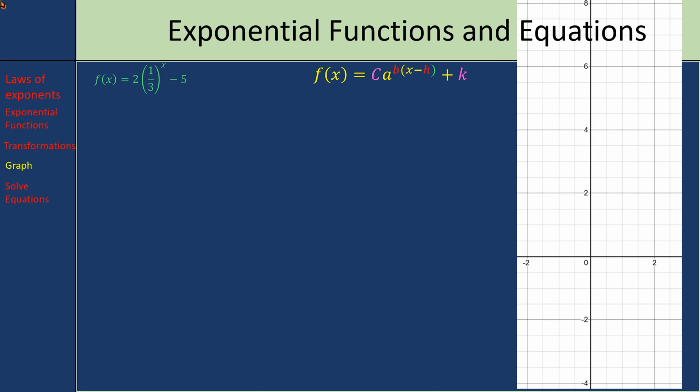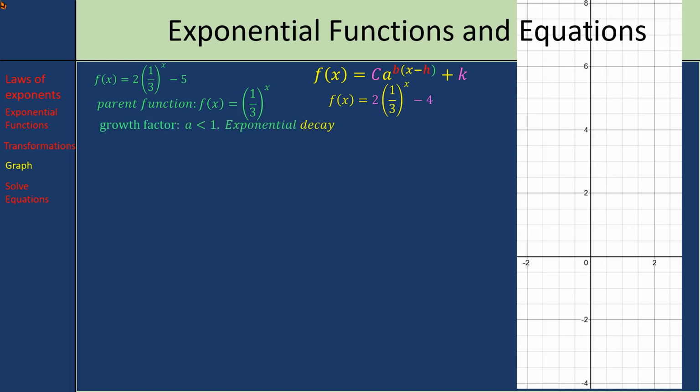Another example here. Let's pick out our numbers here. Okay, so B is just 1. There's no H, but I do have a C and a K. So C is 2. K is, well, -5. Why did I put -4? Should be -5. K is -5. The parent function is 1/3 to the x.